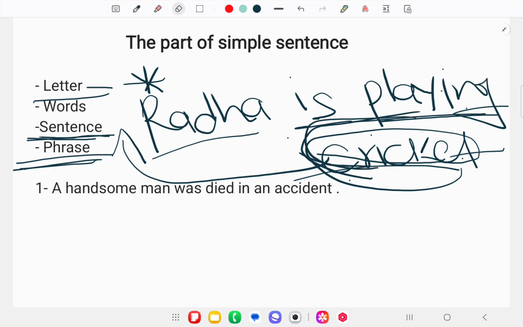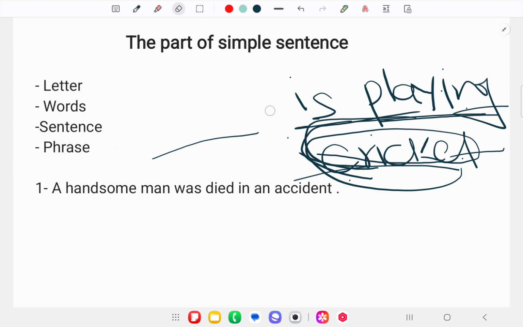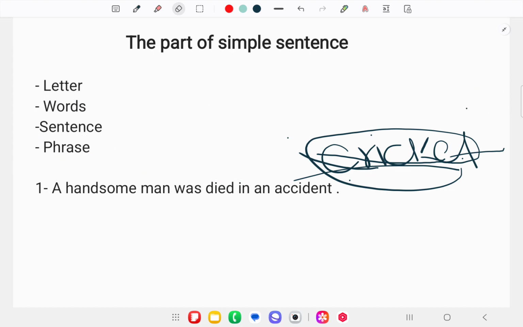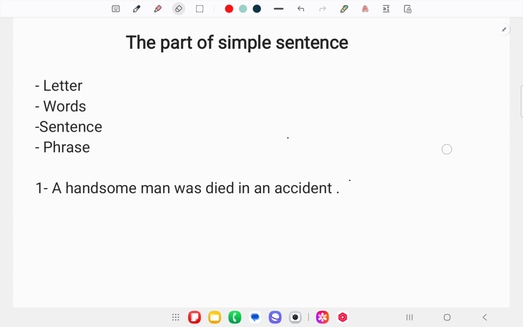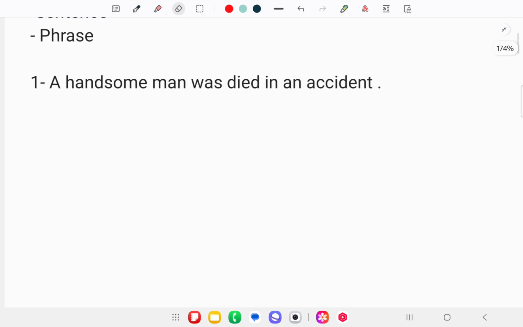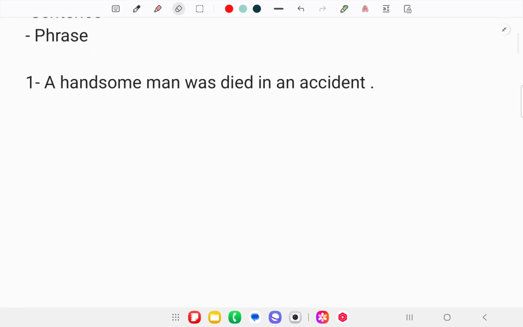Okay, next we come to our special part, which I will start today: how we should analyze a sentence. To analyze a sentence, we should know the rules of grammar, as well as what phrases are, what noun phrases are, what verb phrases are, something like that. So here I will show you how we should analyze a sentence with an example. Here I have taken an example: a handsome man was died in an accident.